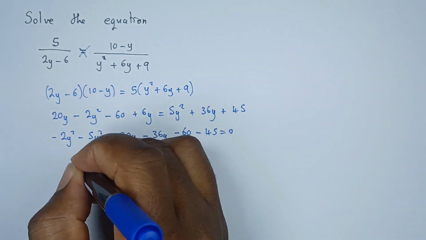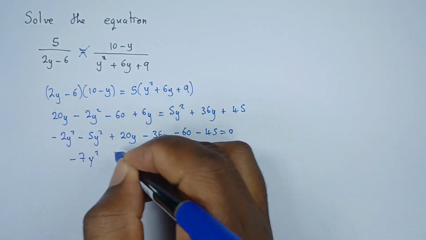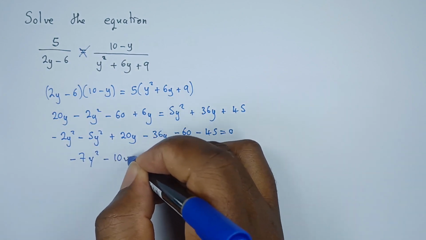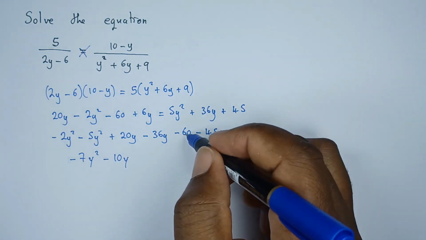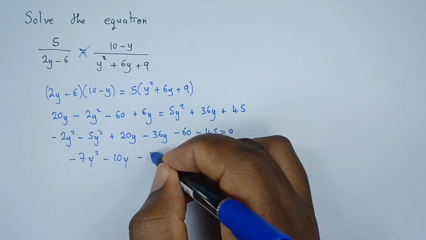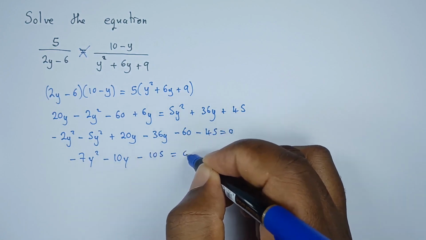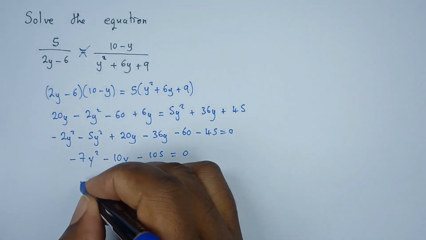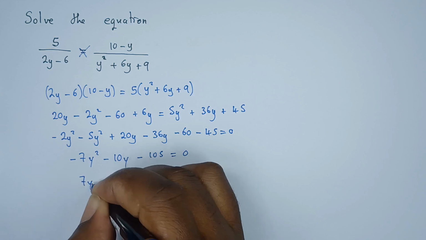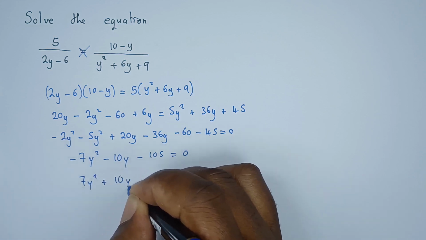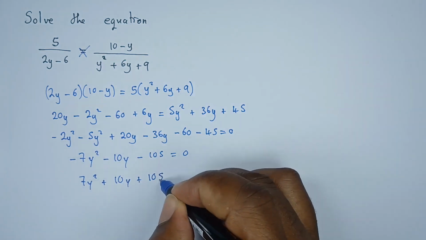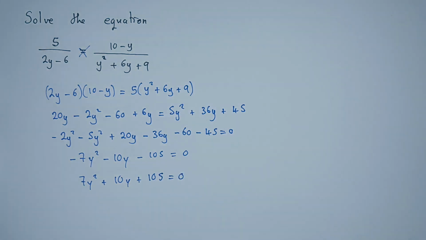So this here becomes negative 7y squared. When we subtract these two, we get 10y. And subtracting these two gives us 105. And all this is equal to 0. So now with this quadratic equation, we can first divide everything by negative 1 so that we just remain with positive values. That is 7y squared plus 10y plus 105. All this is equal to 0.